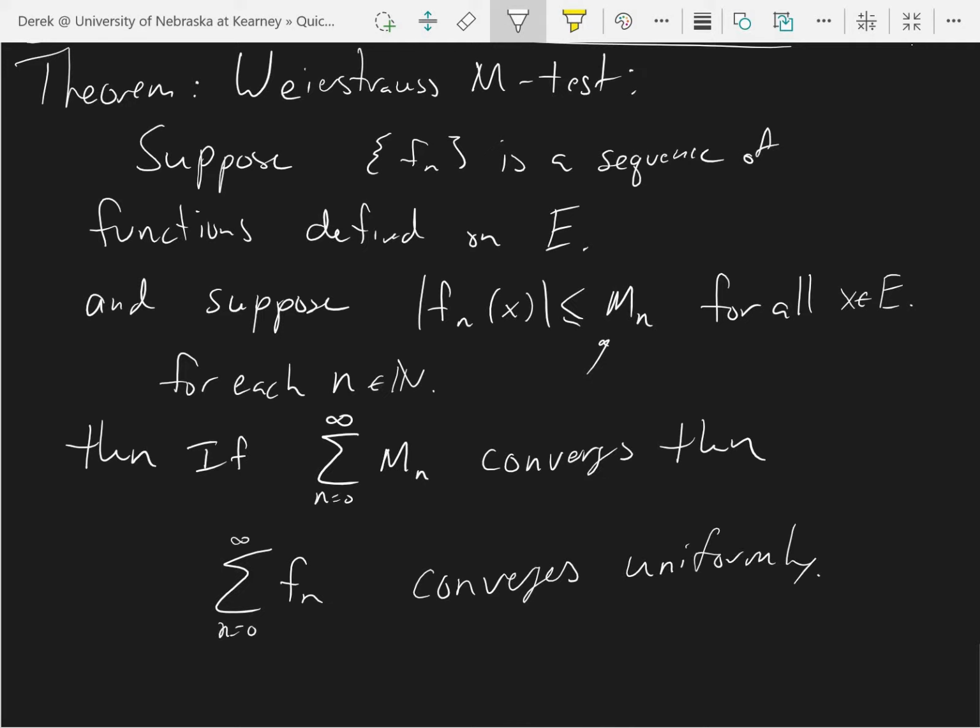Okay, so this is a good test to use if I have a series of functions that I'm trying to add up, and I can bound each of the individual functions in the series. So do note this is only a one-way test. If it converges uniformly, you might not be able to find some bound on each of the functions. But if you can find a bound on each of the functions, and the bounds have a finite sum altogether, then you have uniform convergence. So let's prove this.